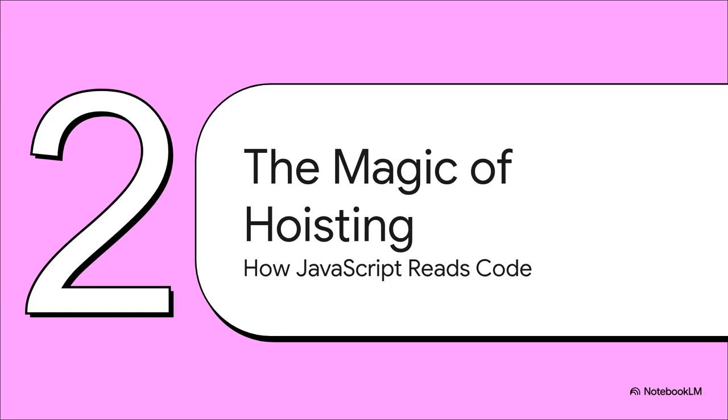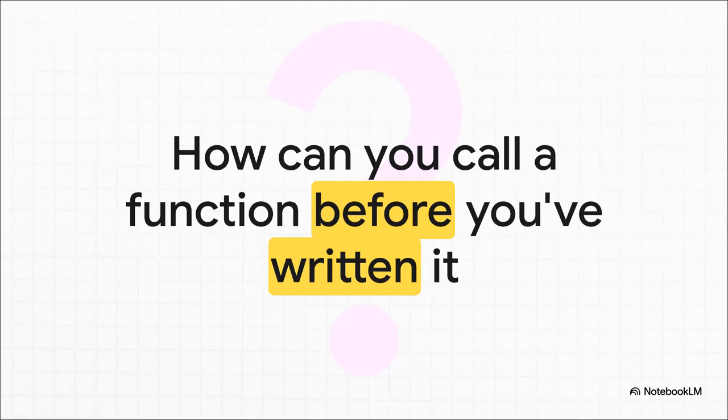All right, so now we have the names, function expression and function declaration. Now we can unlock the secret behind why they act so differently. It all boils down to one magical-sounding concept in JavaScript: hoisting. And this is where things get a little weird. You know how you're always told that code runs from top to bottom? Well, with one of these function types, it's almost like that rule doesn't apply.